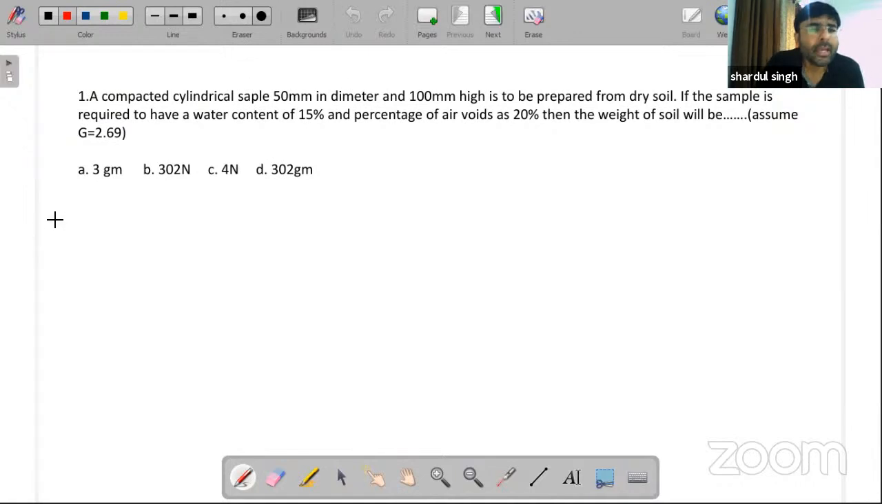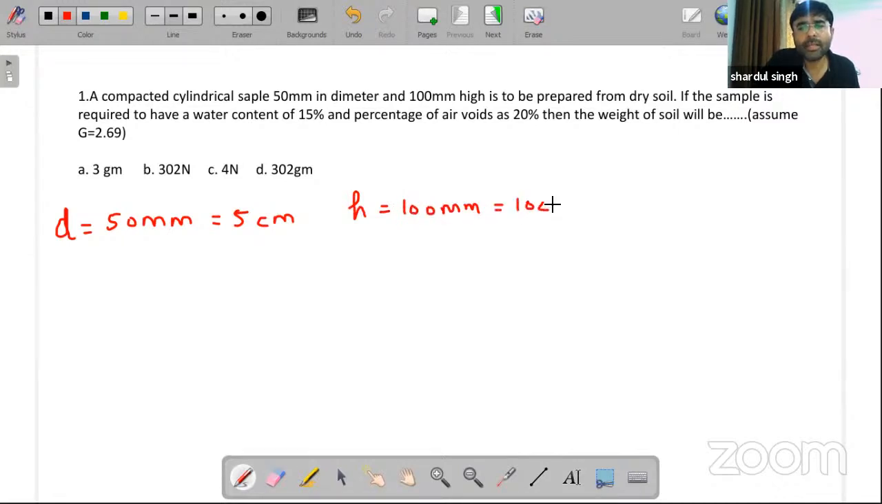See, the height and the diameter of the sample are given to you. The diameter is 50 mm, we can say it is 5 centimeter, and the height of the sample is 100 mm, we can say it is 10 centimeter. So from these two, we can get the volume of the sample. Because it's a cylindrical sample, the volume will be pi by 4 d square h.